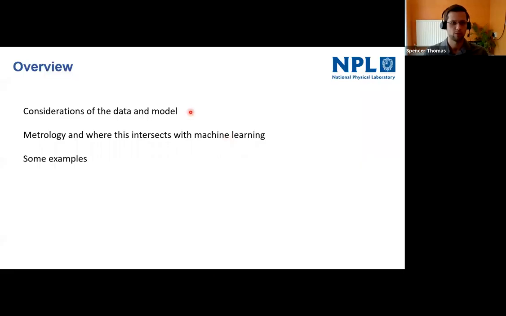Just a very brief overview. I'm going to talk about some considerations of both the data and the model in machine learning problems, and where metrology fits in with that in the machine learning framework, and then give some examples of how they've been used, some tools that are available, and some real world cases to go through.